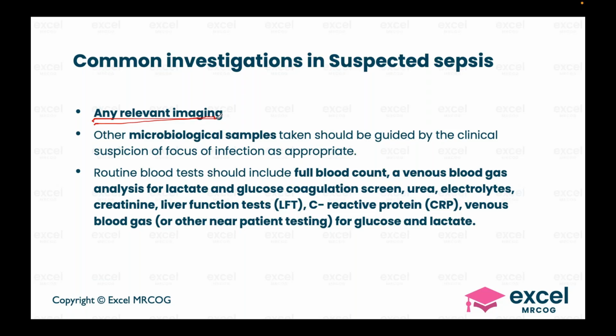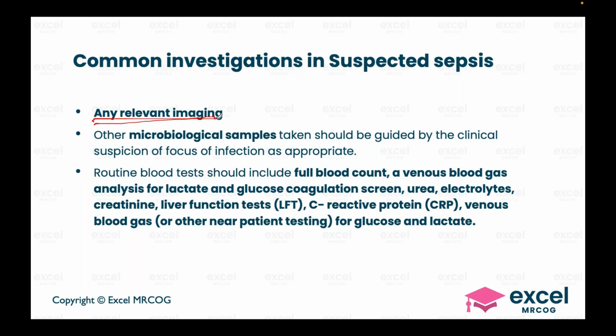Other than that, routine blood tests, because it's a multi-system disorder. Remember, sepsis is something that affects all the systems, including your liver, your renal system. So you need to do a full blood count, ABG, that is blood gas analysis, for lactate and glucose as well. Coagulation screen, because you can get DIC as a result of sepsis. So coagulation screen is important. Okay, you can get coagulopathy, remember.